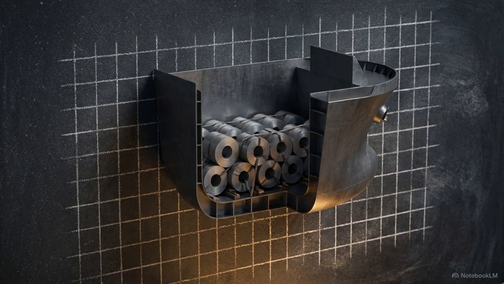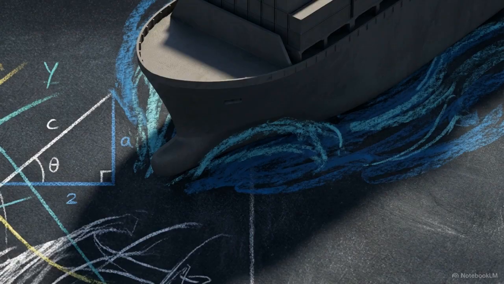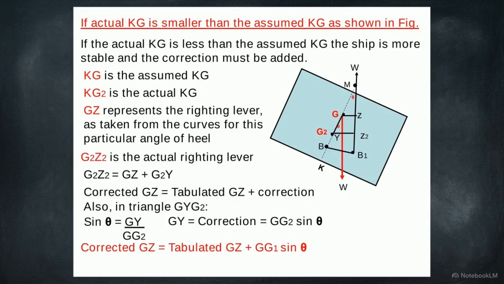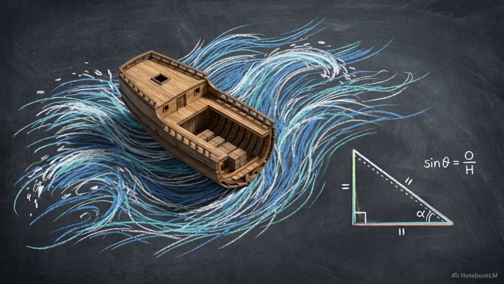The relationship is reversed when loading dense cargo, like steel coils, deep within the ship's lower holds. This concentrates weight at the bottom, pulling the actual center of gravity below the assumed baseline and directly increasing the ship's overall stability. Notice the new center of gravity, G2, sitting below original G, making the true righting lever longer. Using the same trigonometric principles, the shift in gravity is multiplied by the sine of the heel angle, and this correction is added to the tabulated baseline GZ. Regardless of cargo height, the sine correction mathematically links the abstract hull baseline to the physical reality of the water.